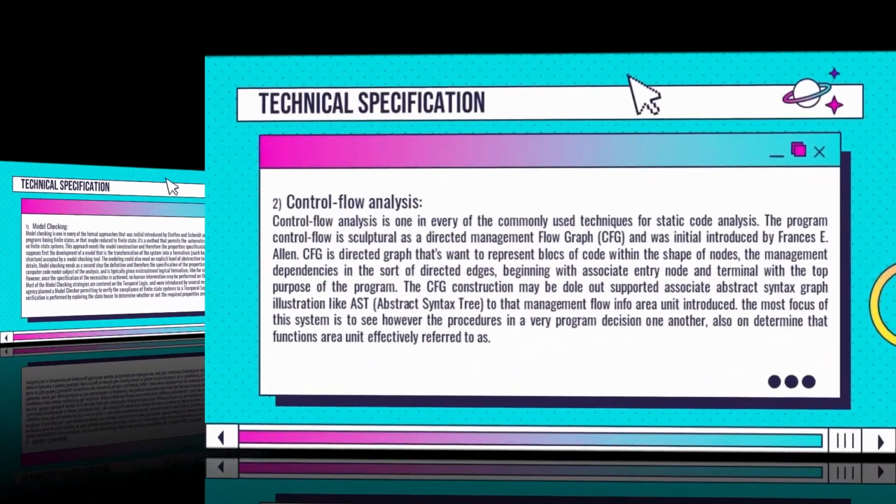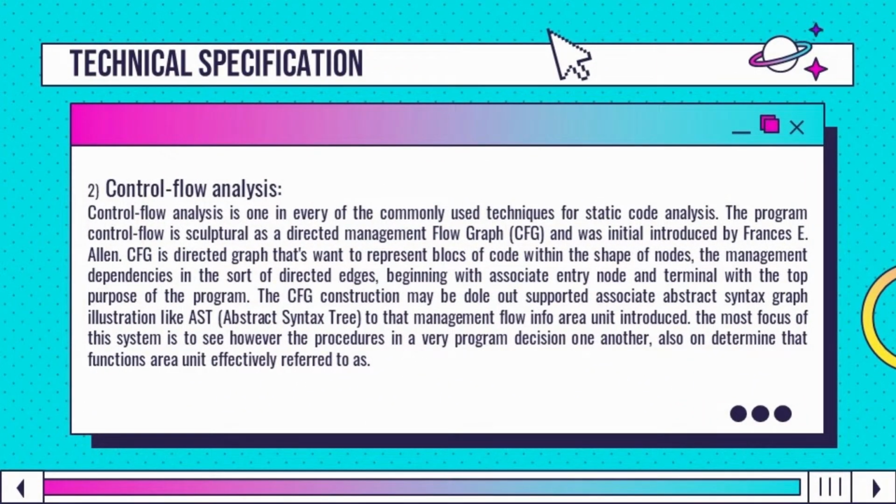Number 2 is control flow analysis. Control flow analysis is one of the commonly used techniques for static code analysis. The program control flow is captured as a directed control flow graph (CFG) and was initially introduced by Francis E.